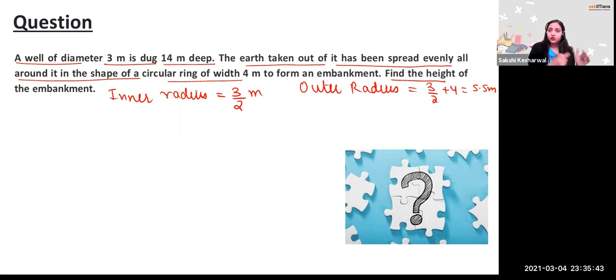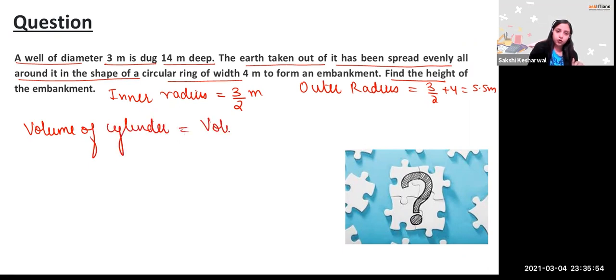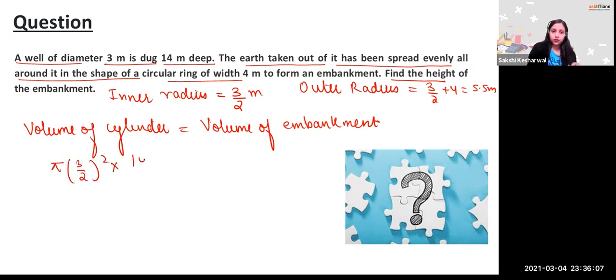In the first question, what we did, we found out the width. So that's the same. The volume of cylinder is equal to what, beta? Volume of embankment, right or not? So what is the volume of cylinder? It will be pi into 3 by 2 whole square into h, it's 14, and it's equal to the volume of embankment. It's going to be a hollow cylinder. So it is pi into 5.5 square minus 1.5 square into h. This is what you have to find, the height of the embankment.